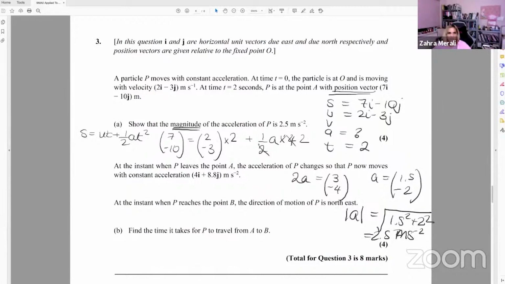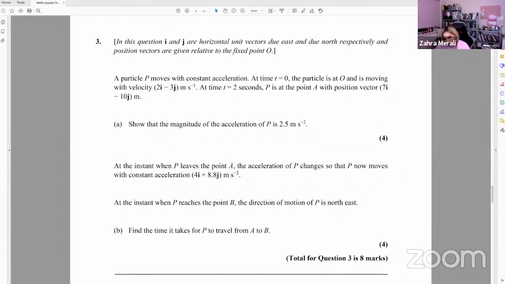Does that make sense? So you just used your normal SUVATs, but then you found the magnitude. Okay, and let's just rewrite that up here. So a came out to be 1.5i minus 2j. At the instant when P leaves the point A, the acceleration of P changes. So P now moves with a constant acceleration 4i plus 8.8j meters per second squared. Now we know where the point A is.